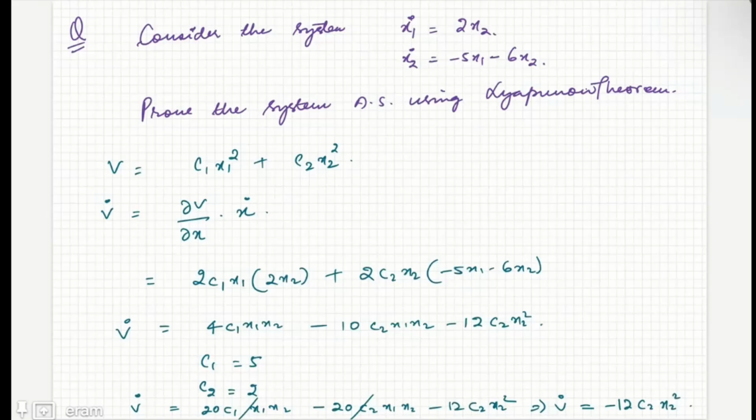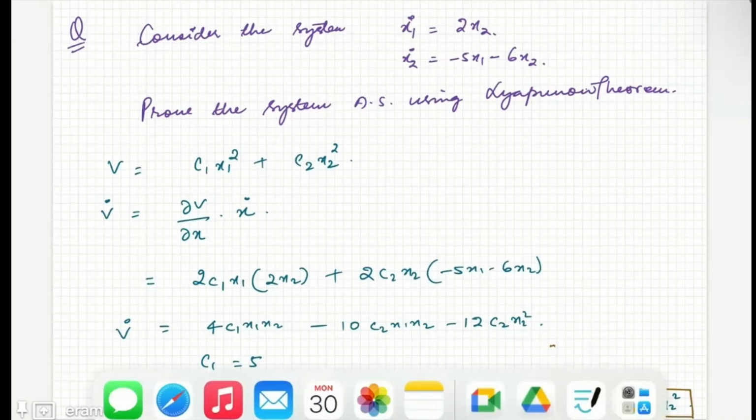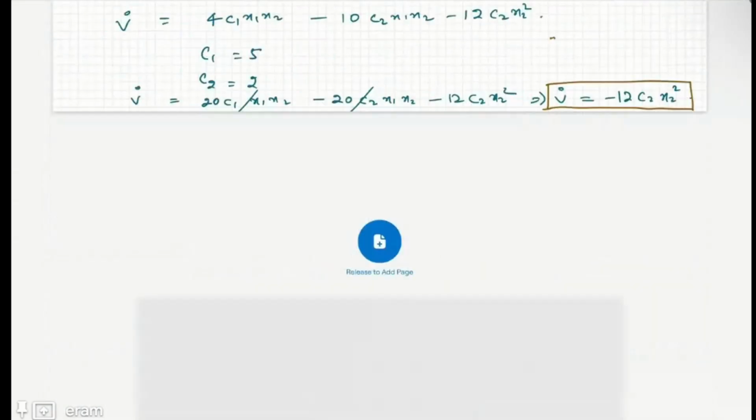But from here we cannot say that V dot is negative definite, because for negative definite this V dot should be 0 only at x1 equals 0 and x2 equals 0, not just x2 equals 0 or not just x1 equals 0. So we need to check this condition also. So from here the expression of V dot is minus 12 c2 x2 square. So that means V dot will be 0 at x2 equals 0 and we are free to choose any value of x1. So we cannot conclude from here that V dot is negative definite.